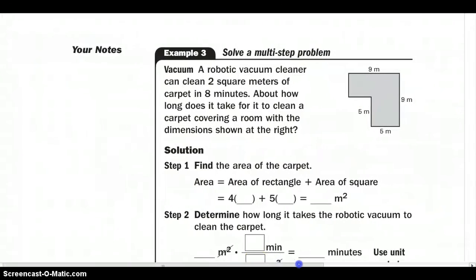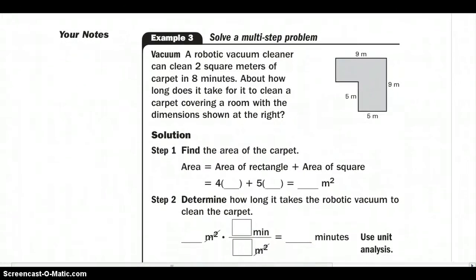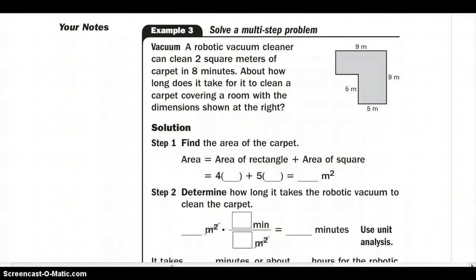Solve a multi-step equation, because we love our real-world examples in this class. So a robotic vacuum cleaner can clean 2 square meters of carpet in 8 minutes. About how long does it take for it to clean a carpet covering a room with the dimensions shown at the right? So we talked earlier about, man, I don't have all of the equations for all of the figures that I can maybe come up with. So sometimes I have to cut the figure into things that I know how to find the area for. So finding the area, step 1, of the carpet.